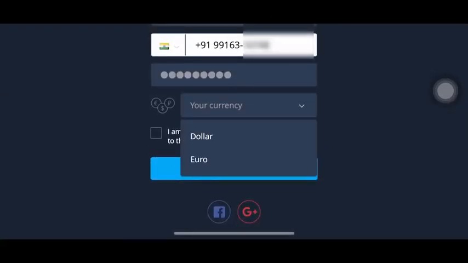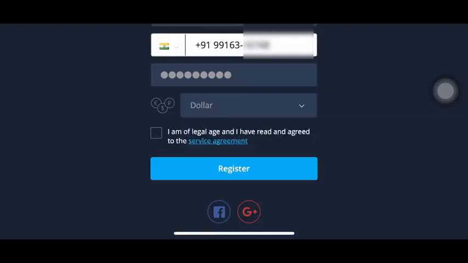I personally use, and all the traders in my group, in my Telegram trading channel, they all are using dollars, USD as their transaction currency. This is really simple and this is good for you guys. So I suggest choose dollar and then check mark this box and then hit the register button.